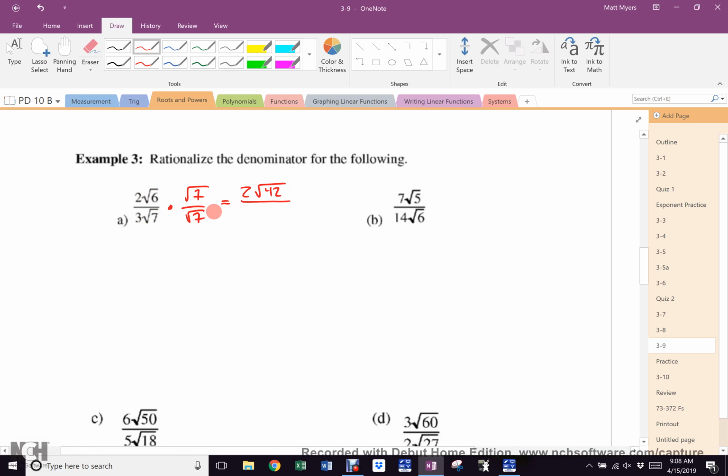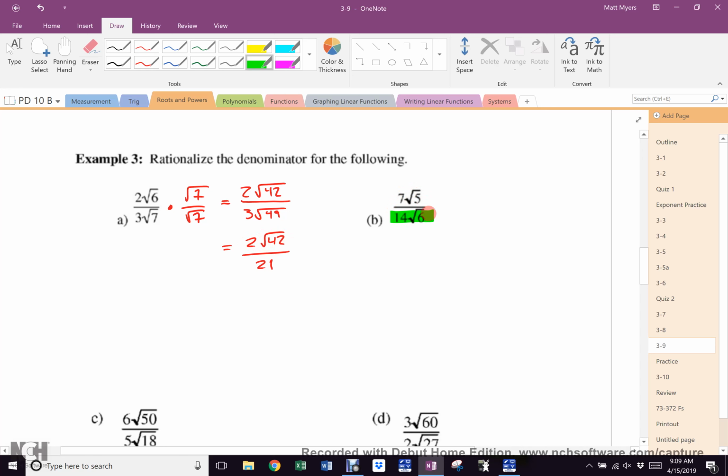Over 3 root what? 3 root 49, which is 2 root 42 over what is 3 times the root of 49? 21. Is my radical out of the denominator? So am I okay? I am. Now some of you won't have been paying attention and you'll see 42 on the top of a fraction, 21 on the bottom of a fraction, and think you should simplify there, right? Can you? Why not? Because one's a radical. It's got a different base. Everybody cool? All right, let's look at this one.